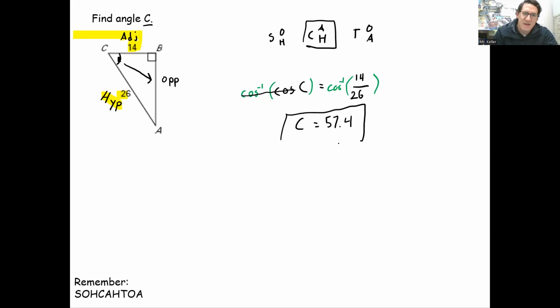All right, I think that'll do it. Next time we're going to put all this together and find all the missing parts of right triangles. We will see you then.